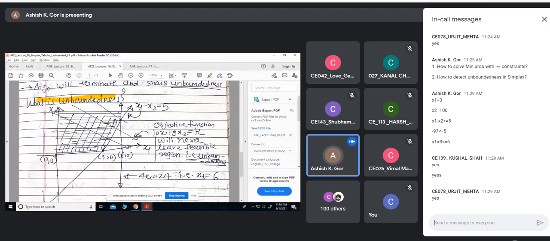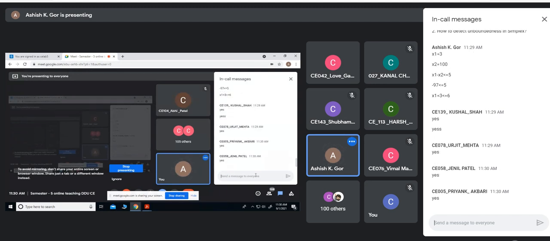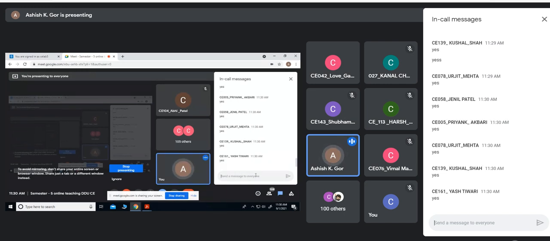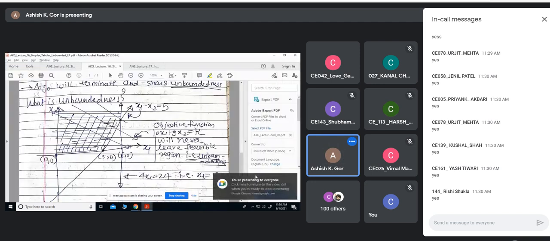This is an unbounded linear program. Okay, it's an unbounded linear program. So all of you agreed that this is unbounded. Yes or no? There are 100 students approximately. Agree? Yes. I don't know about the remaining 80 students, right? But you are there.